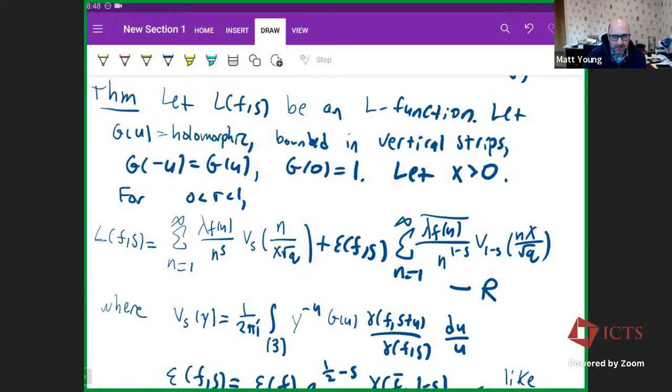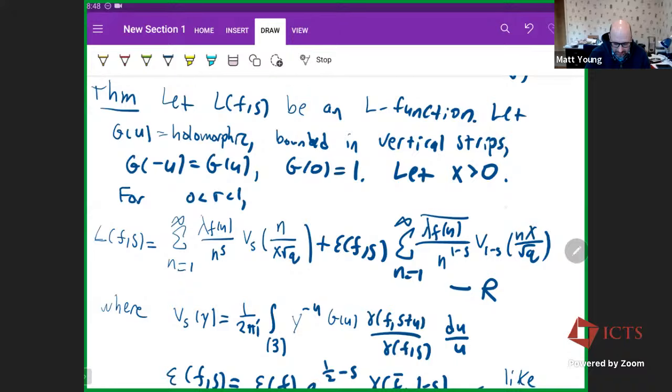It's still written here on the slide. So we've got an L function, that's our L of f, s. We've got this holomorphic function g of u. We need some kind of bound in vertical strips. To prove the formula as stated, we only need it, let's say, bounded in vertical strips. We want it to be even, so g of negative u is g of u. We normalize it so that g of 0 is equal to 1. X is some positive parameter that we might choose.